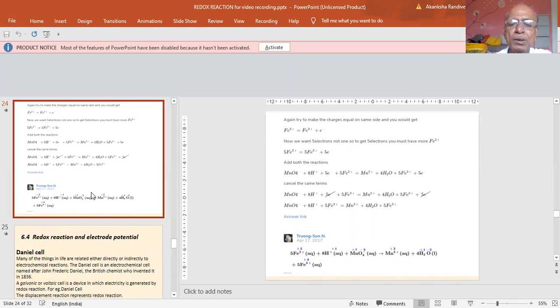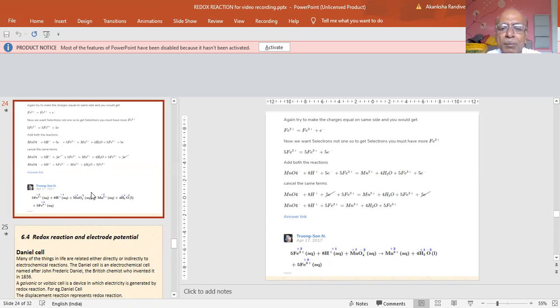And thus the net equation becomes 5 Fe2+ (aq) + 8 H+ (aq) + MnO4- (aq) gives Mn2+ (aq) + 4 H2O (l) + 5 Fe3+ (aq). So this is a balanced equation. Let us check this equation.